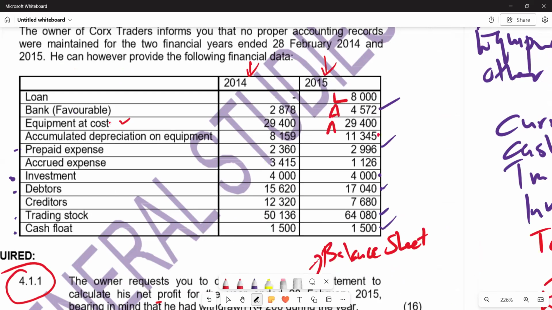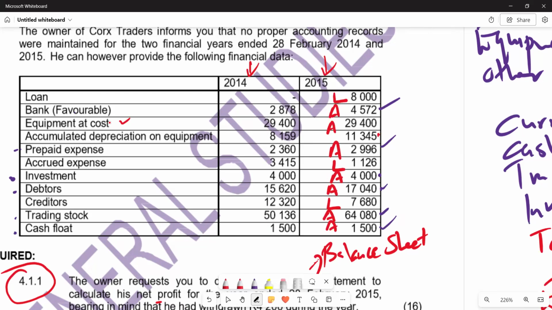Equipment is an asset. So for equipment, remember, we say carrying value is the figure that is supposed to be shown in the balance sheet. So for equipment, we're going to say the cost minus accumulated depreciation. Then the figure for carrying value is the one that you are supposed to add in the calculation of the total assets. Then you go to prepaid expense, it's an asset. Accrued is a liability. Investment is an asset. Debtors an asset. Creditors liability. Trading stock asset. Cash flow asset.